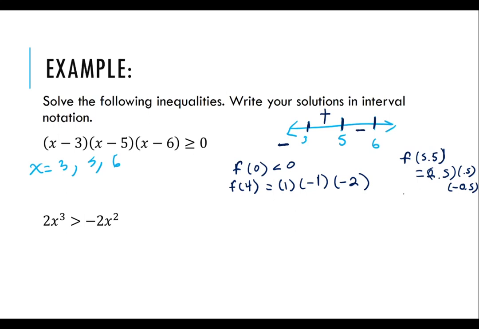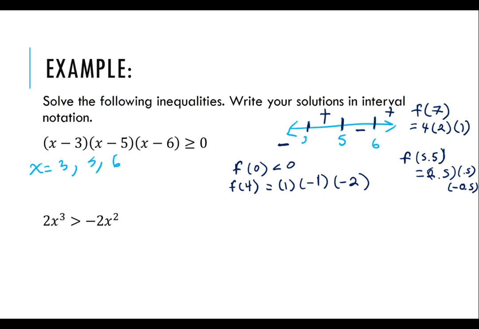Then I need to pick a value to the right of 6. How about we calculate f of 7? 7 minus 3 is positive 4. 7 minus 5 is positive 2. 7 minus 6 is positive 1. And so that's going to be a positive number, or above the x-axis.